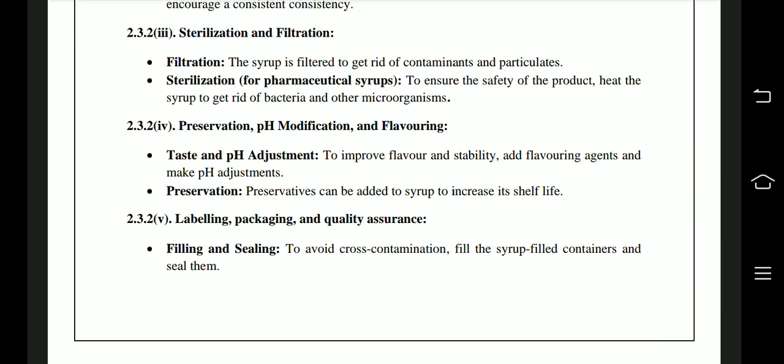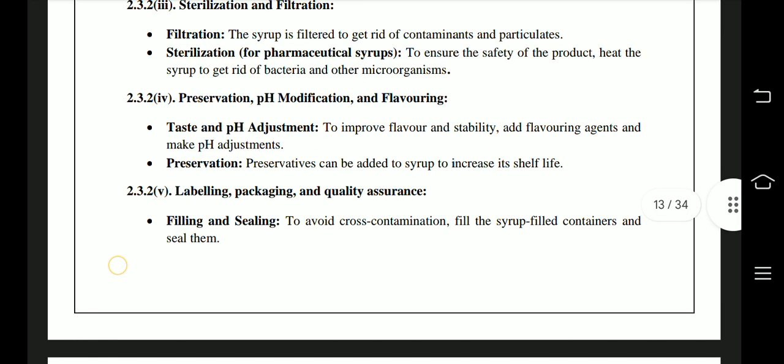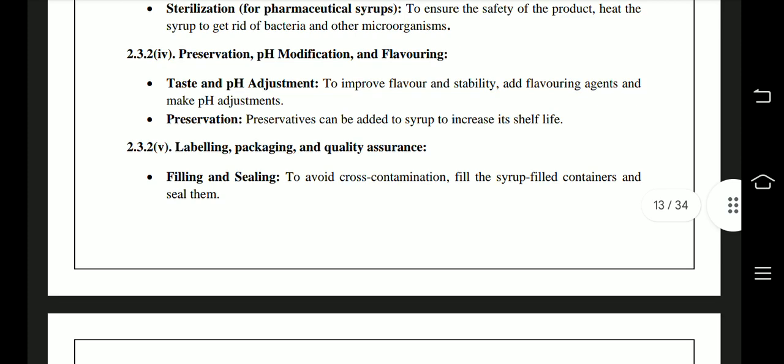Next step is preservation, pH modification, and flavoring. Taste and pH adjustment to improve flavor and stability. Add flavoring agents and make pH adjustments. Preservation: preservatives can be added to syrup to increase its shelf life.